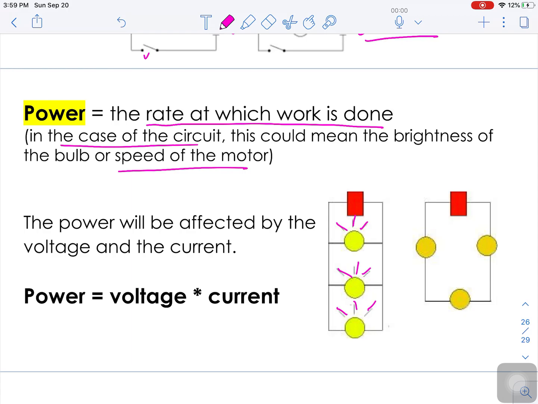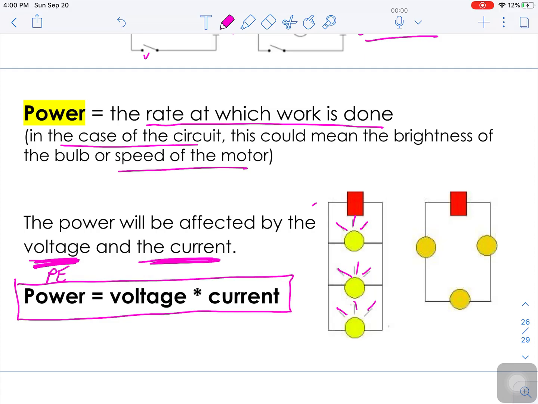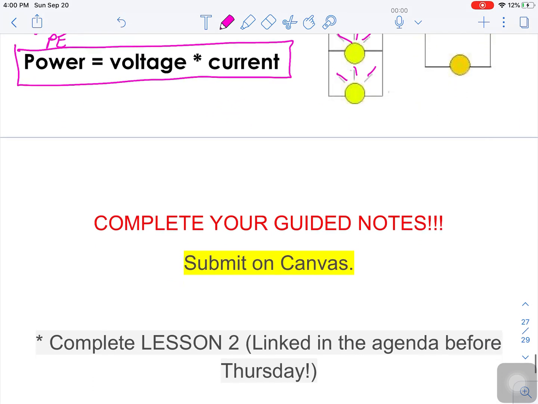Now, the power, so how much energy is being transformed into radiant energy or light, or how fast a motor is moving, is affected by the voltage, so how much original potential energy it has, and the current, how much electrical energy is moving through the wires. So this is going to be where we're going next week, but I did want to introduce you to these terms. Power: the rate at which work is being done.